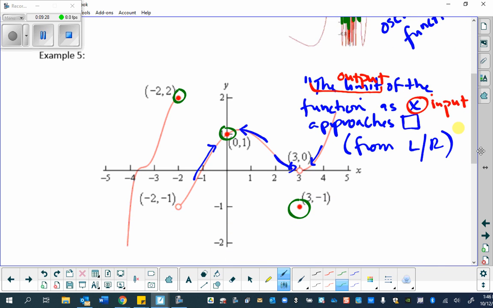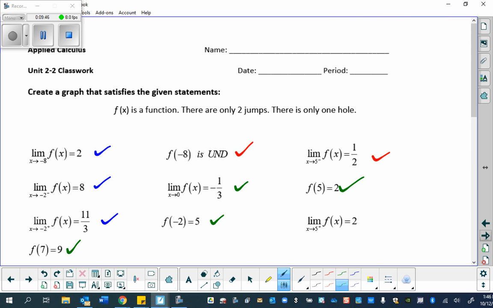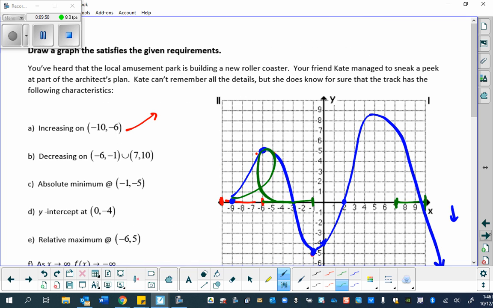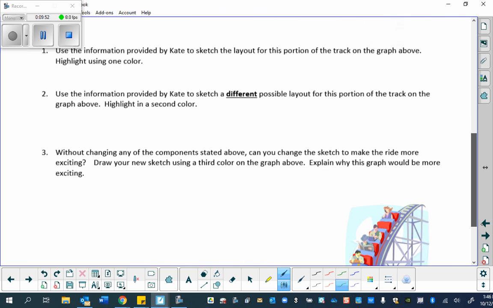And then we played with lots of different times when our limits were different because of a jump. Our limits were the same because of a hole, or because that value was defined, or the limits were the same even though the value did not exist. So we went ahead and did lots of reading of graphs and substitutions and creating graphs. That was tons of fun.